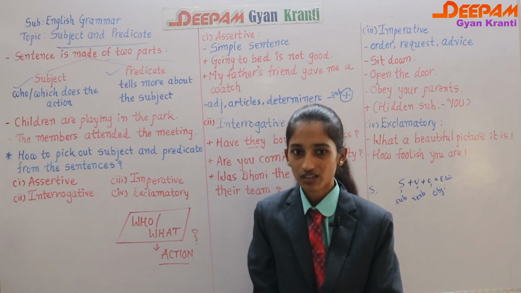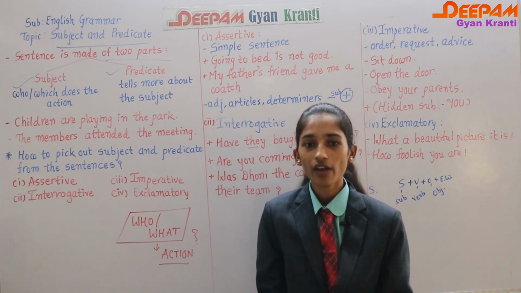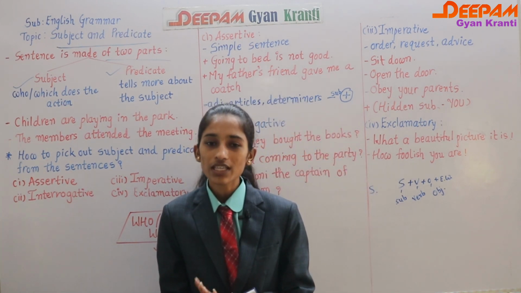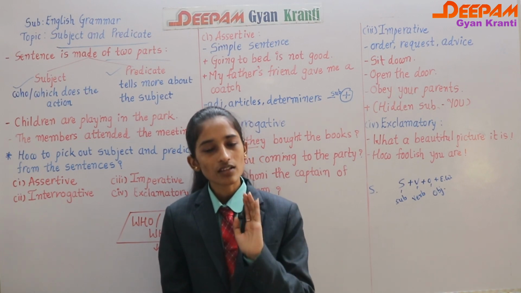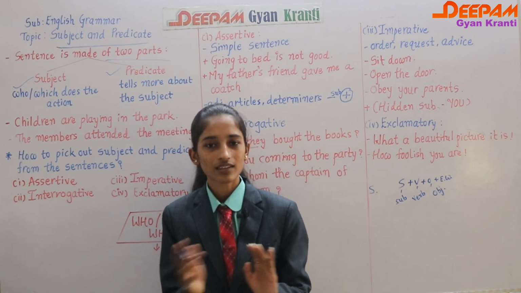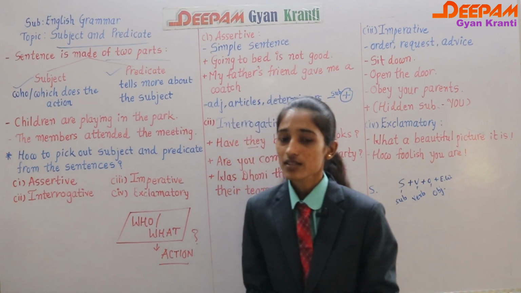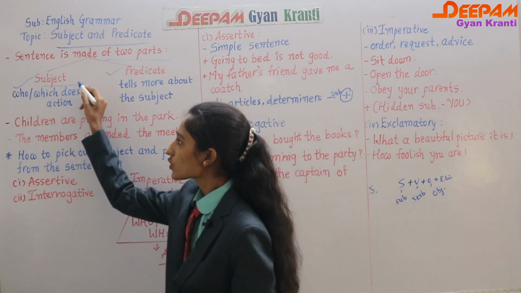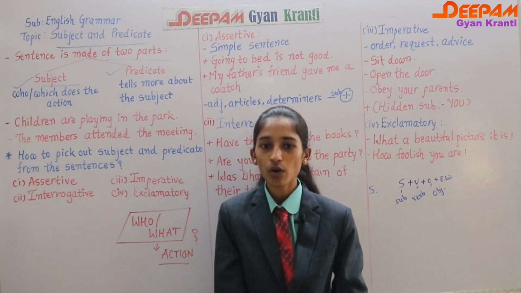Now what is subject? That is very important, because you have to find the subject and predicate from the sentence. It is very easy. As soon as you get the subject, it is easy to see that the rest of the sentence is the predicate. But before that, first we will discuss the subject. So what is subject? That is very important.